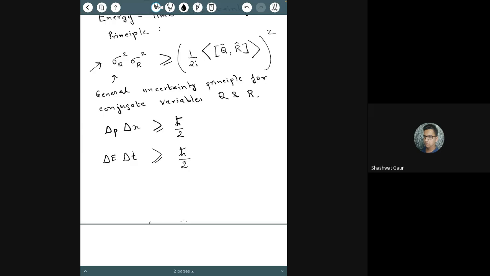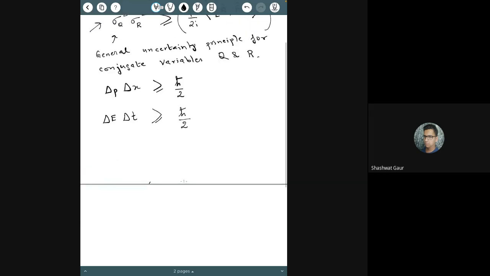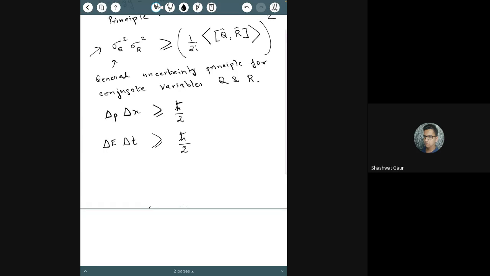When you get the stationary value for the energy, then delta T becomes infinity. So that is what you had studied, right? If you have a stationary state, then T is the lifetime of the state. So if you're in a stationary state, the lifetime is infinity, so delta T is infinity. So that is sort of the interpretation. We'll come to that. Just wait a minute.